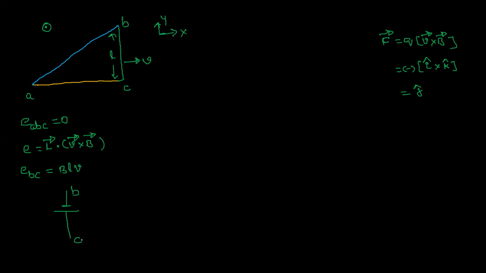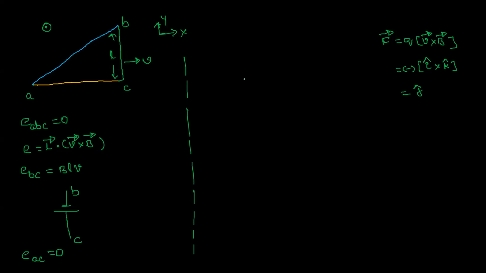Next, in the segment AC. In the segment AC, you can see L bar and V bar are in the same direction. And we have learned that out of these three vectors, if any two vectors are parallel, no EMF is induced. That's why across AC, it is 0. Okay. Next, the segment AB.